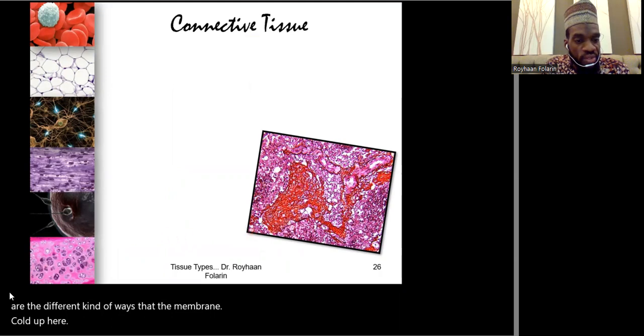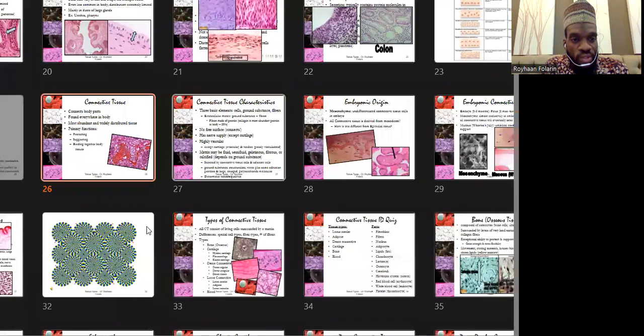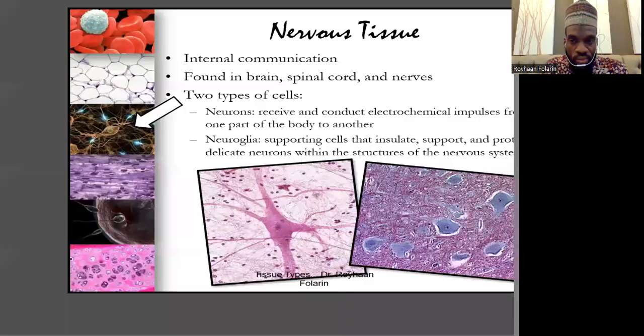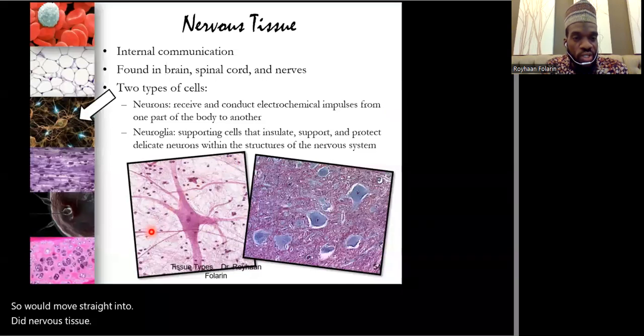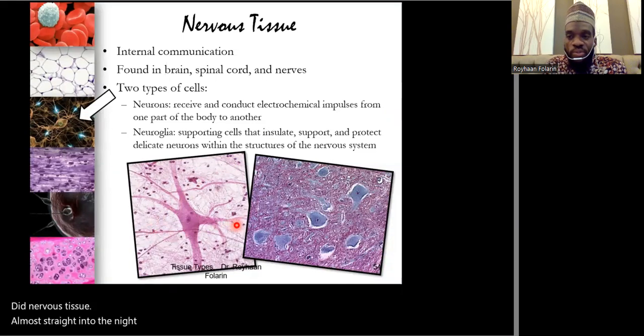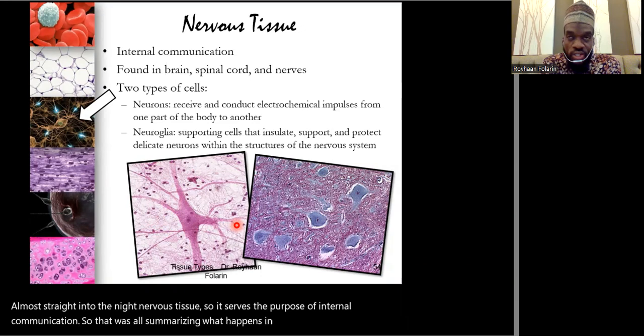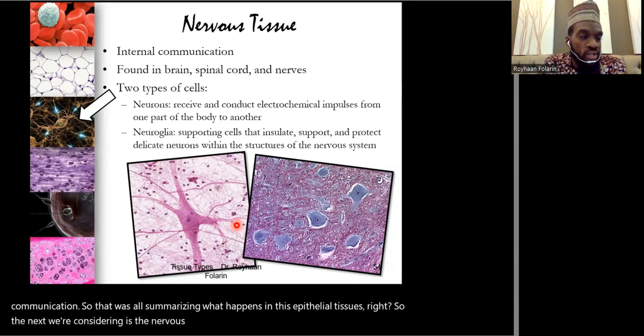So from this point, we'll move straight into the nervous tissue. Okay? Move straight into the nervous tissue. So it serves the purpose of internal communication. So that was us summarizing what happens in the epithelial tissues, right? So the next we're considering is the nervous tissue. It serves the overall control of the body.